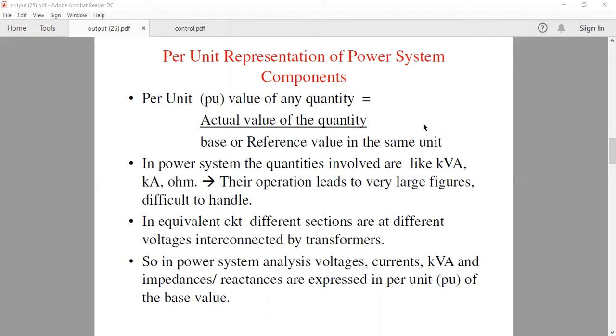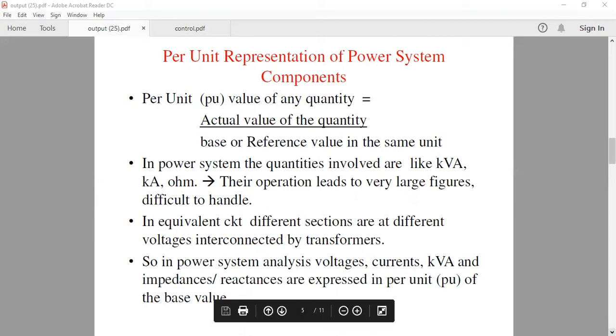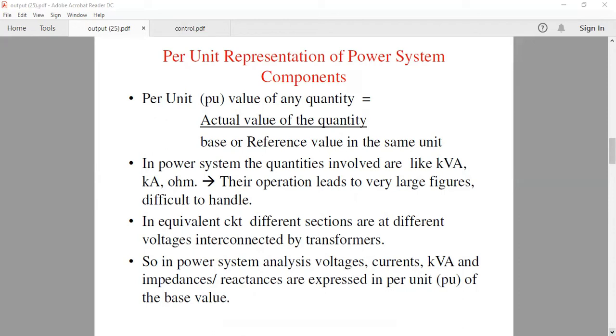So again, it is very difficult to analyze different sections which are having different voltage levels. So in power system analysis, voltage, currents, kVA, and the impedances or reactances are expressed in the per unit, that is pu, as we have discussed earlier, of the base value. So if we have a common base amongst all the quantities, voltages, currents, kVA, impedances or reactances in terms of ohms, it is very convenient to have all the quantities on the common base, and then it is much more convenient for the analysis of the power system.